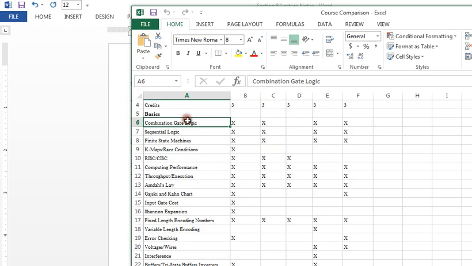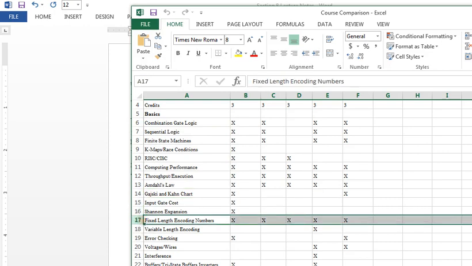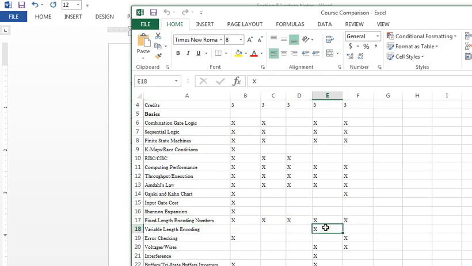Most of them, you remember: combinational logic gates, sequential logic, finite state machines, RISC versus CISC, computation performance, throughput, Amdahl's law. Remember the Gaski and Kahn chart, that chart that had all the different levels, when we went over VHDL. Input gate cost and Shannon expansion. Fixed length encoding of numbers, that's just 32 bits. MIT went a little bit into variable length encoding. We talked about that very briefly in CISC.